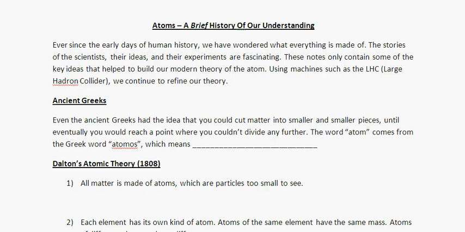In this video, we're going to take a look at our understanding of the atom and atomic structure. And that might not sound very exciting, but you could also think of it like this: this is what everything is made of. And since the beginning of human history, we've been wondering what everything is made of. There's some fascinating stories about the scientists and their personalities, their ideas, their experiments that built on other experiments.